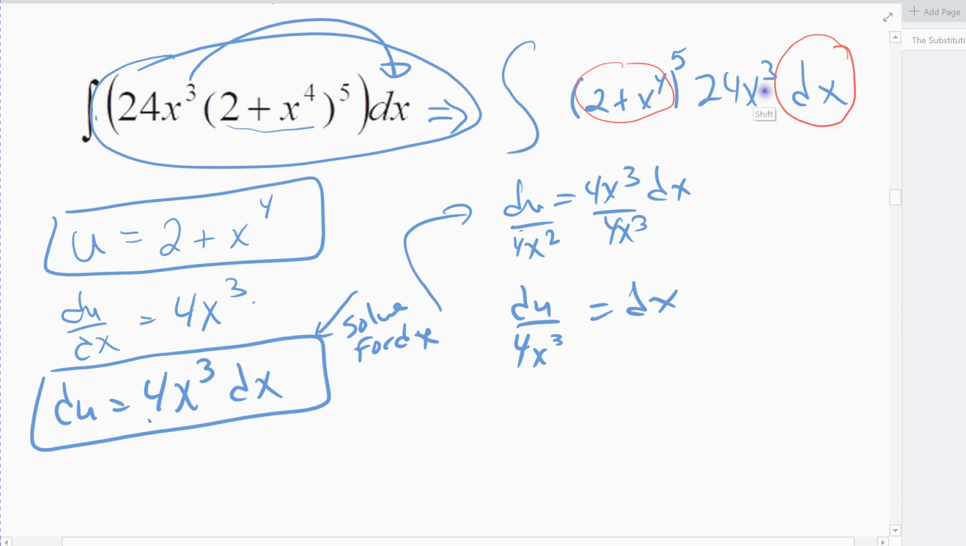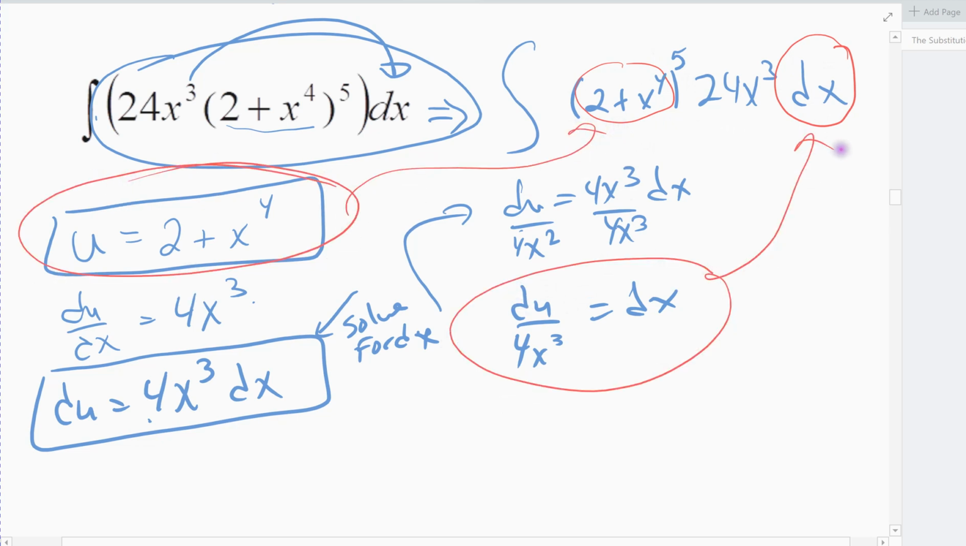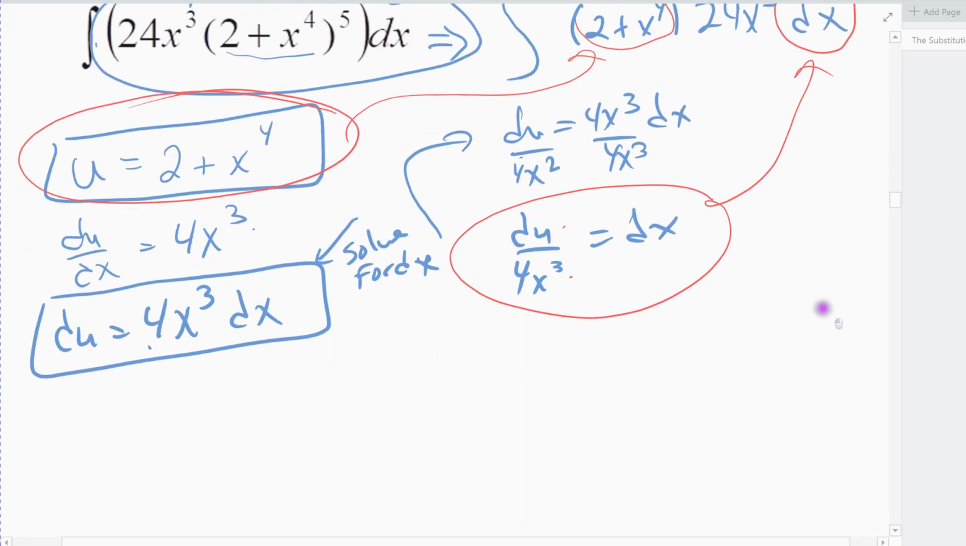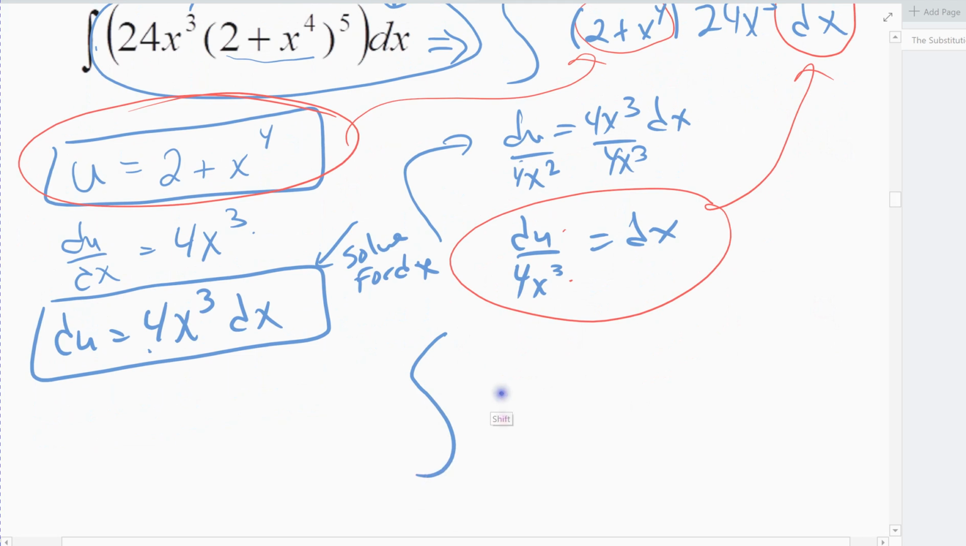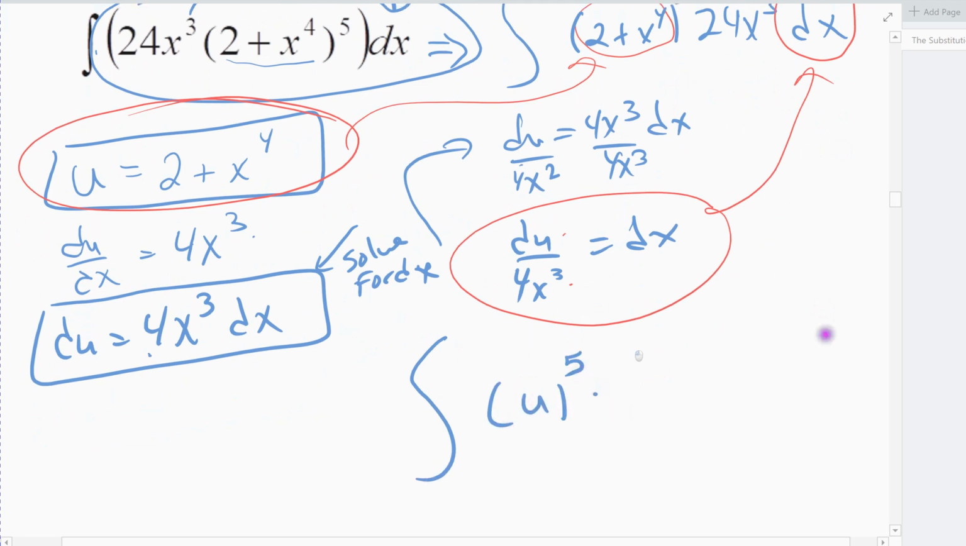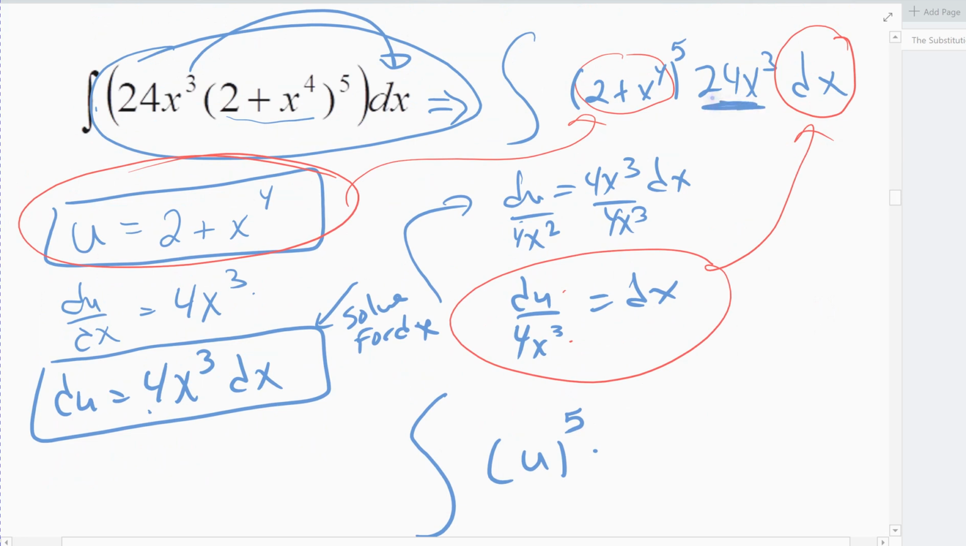I'm going to replace the inside function with the u, and I'm going to replace dx with du divided by 4x cubed. And it's important that you remember you have to put the whole expression, du divided by 4x cubed. All right, so when I do that substitution, I get u raised to the 5th. The 24x cubed is still there, don't forget it. 24x cubed. And then I'm replacing the dx with du divided by 4x cubed.